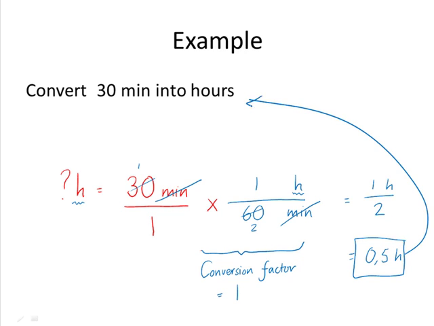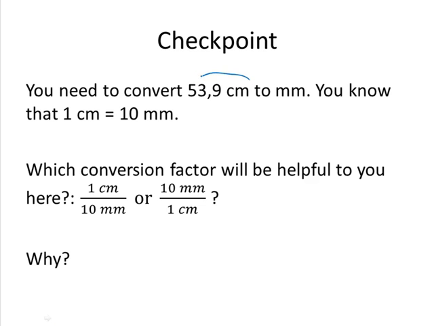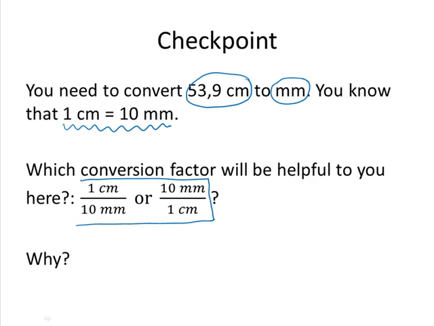Now let's say you need to convert 53,9 centimeters to millimeters. You know that 1 centimeter is the same thing as 10 millimeters. Which of those two conversion factors will be helpful here? And why do you say so? Pause the movie while you answer that.